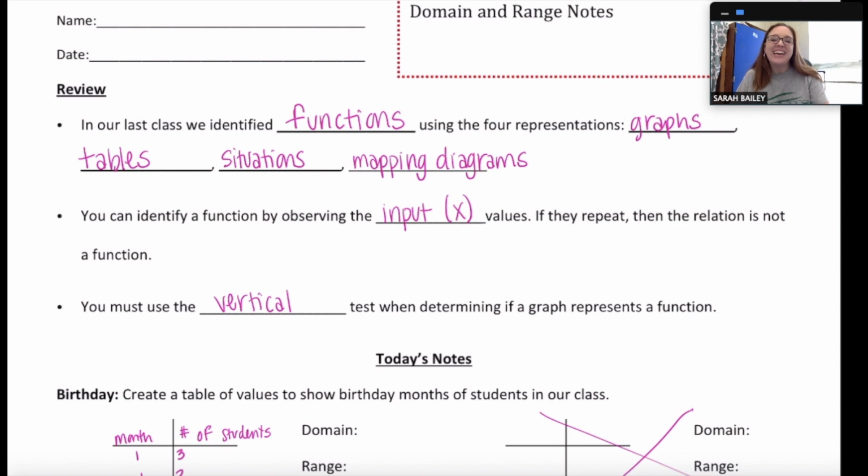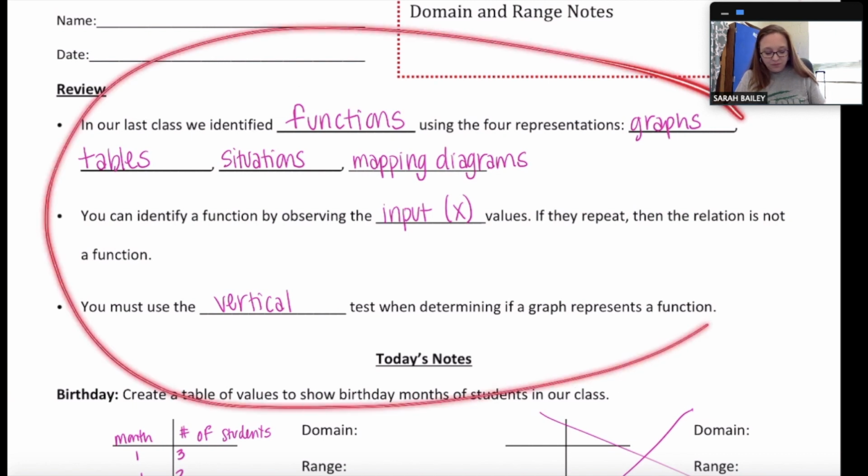Hi, in today's lesson, we're going to learn about domain and range. So the very first section has some fill in the blank. So you're going to want to pause the video to fill this information in.